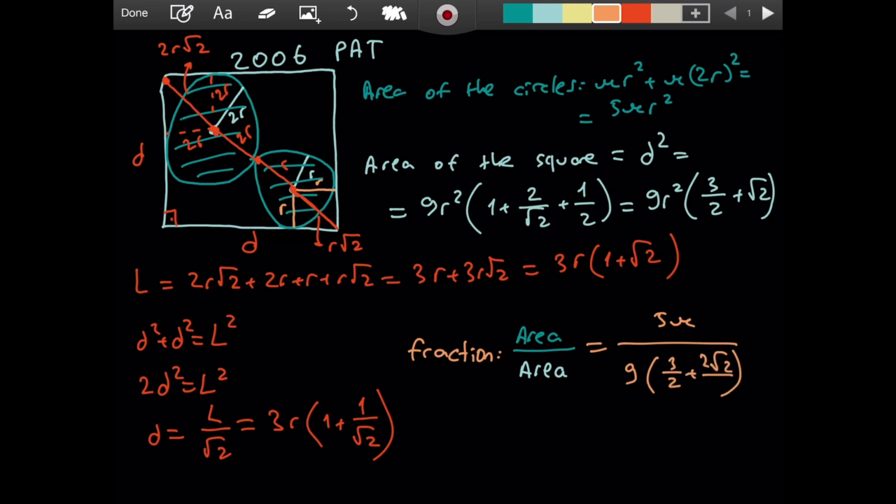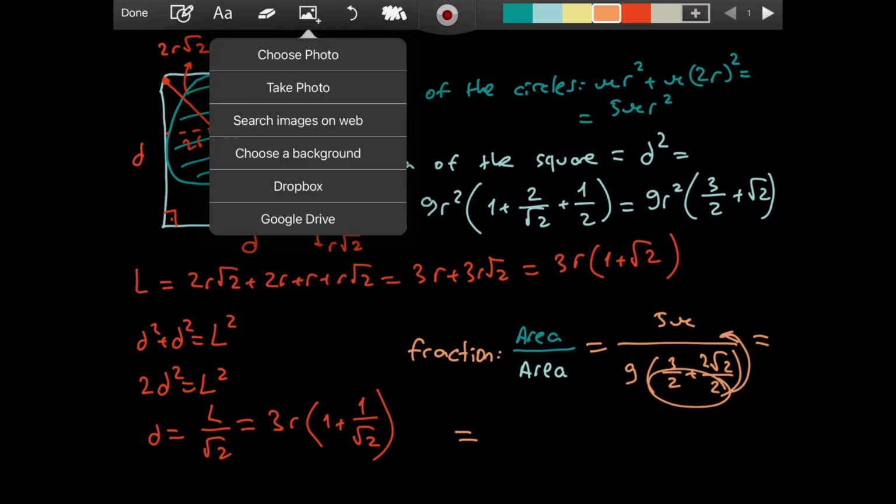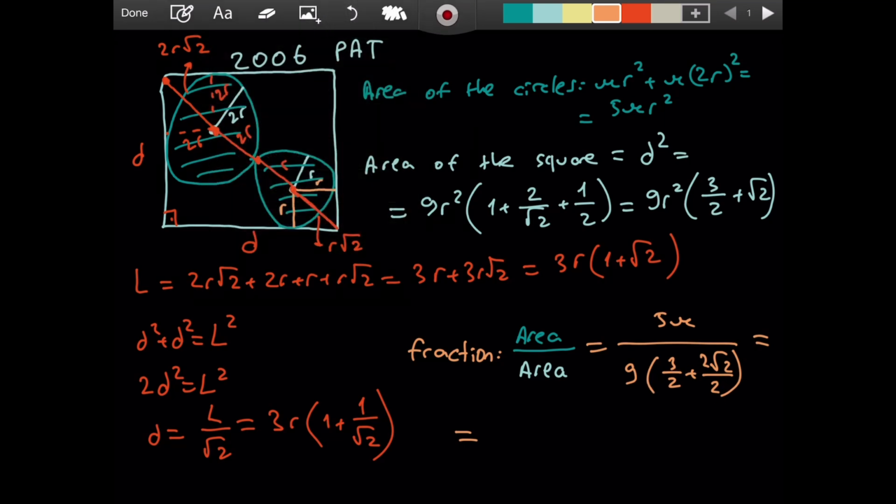If we combine them in one denominator, and we put this 2 upwards, it's going to be 10 pi over, and I distribute the 9, so it is 27 plus 18 square root of 2. Okay? So as I was saying, this is one way of doing it.